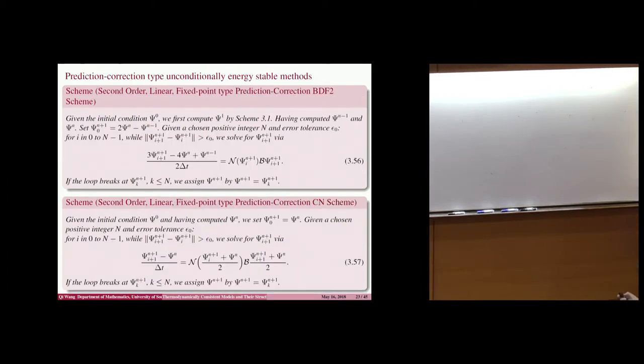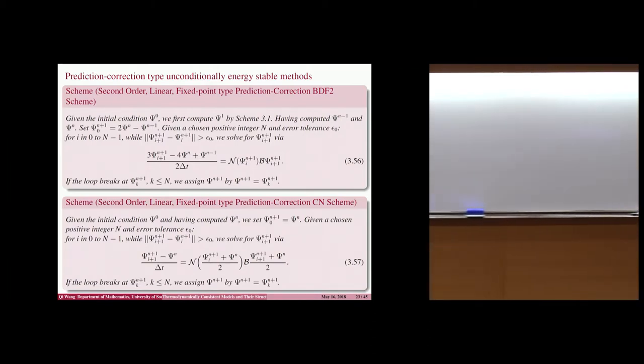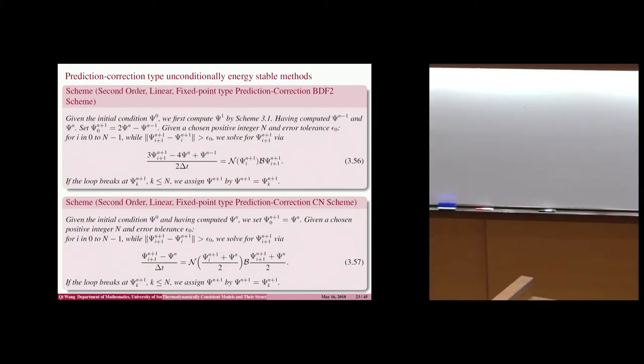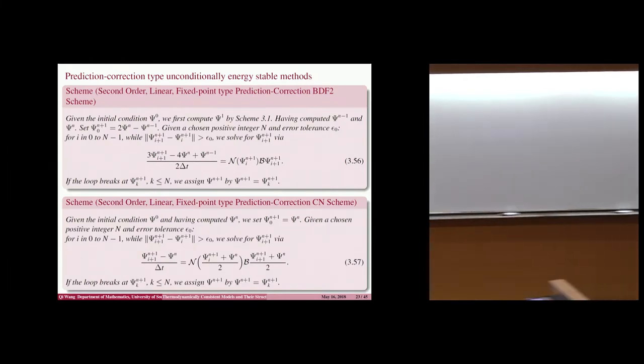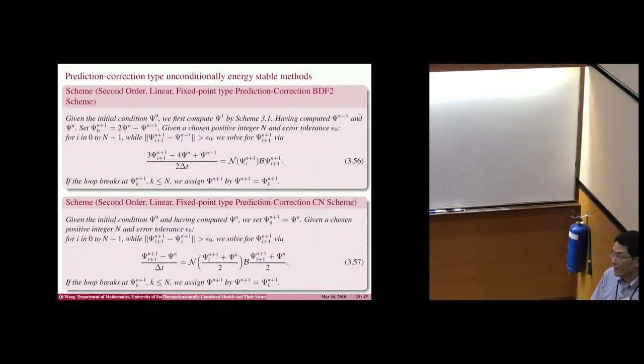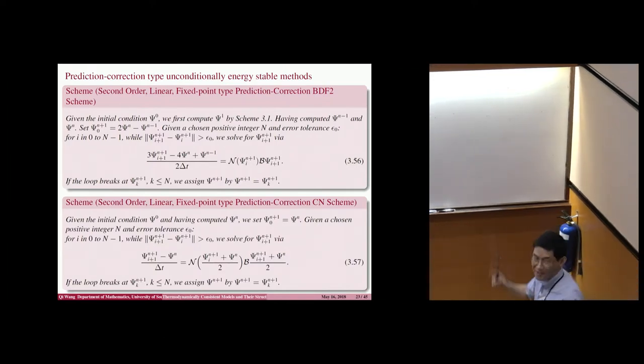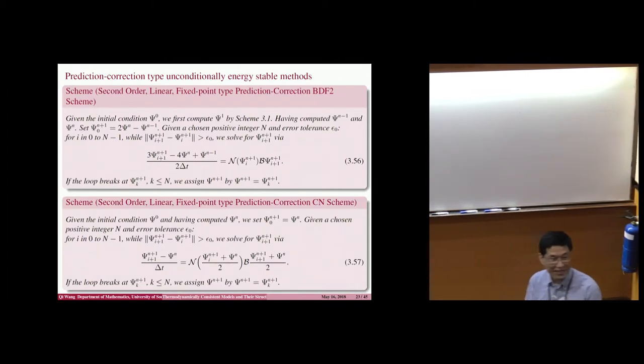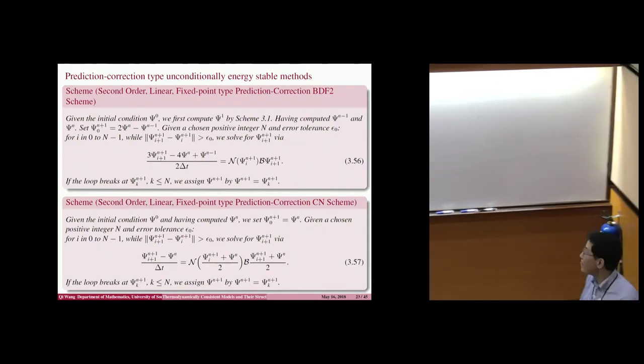Also, this is Jiaxin's idea, I guess: using a prediction-correction idea to get linear schemes. We first get the nonlinear scheme, then we do iterations. We split this into a linear scheme and do the iteration, and numerically this scheme turns out to be pretty good. It's better than the other extrapolated scheme.